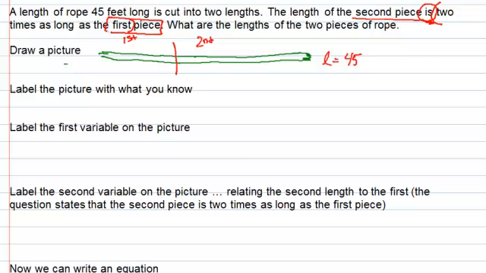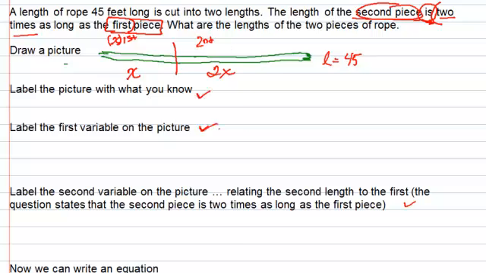This is our x. So the first piece is x. The second piece that we're talking about is 2 times, and we said our first piece is x, right? So it's 2 times x, otherwise known as 2x. So we labeled the picture, and then we labeled the variables. Now, I'm not going to redraw the picture every single time, but this is literally what I will do every single time. I will draw a picture and then start labeling it with what we know.